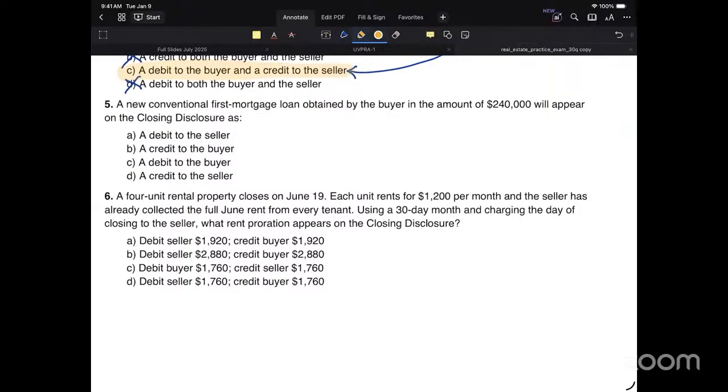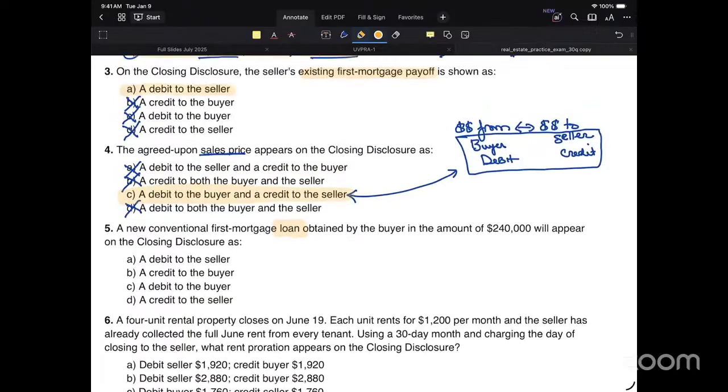A new conventional first mortgage loan obtained by the buyer in the amount of $240,000 will appear on the closing disclosure as a new conventional first mortgage loan obtained by the buyer. It's in the amount of $240,000. Will it be a debit to the seller, a credit to the buyer, a debit to the buyer, or a credit to the seller? There's a loan. Who needs a loan the day of closing to cover this sales price from the above question?